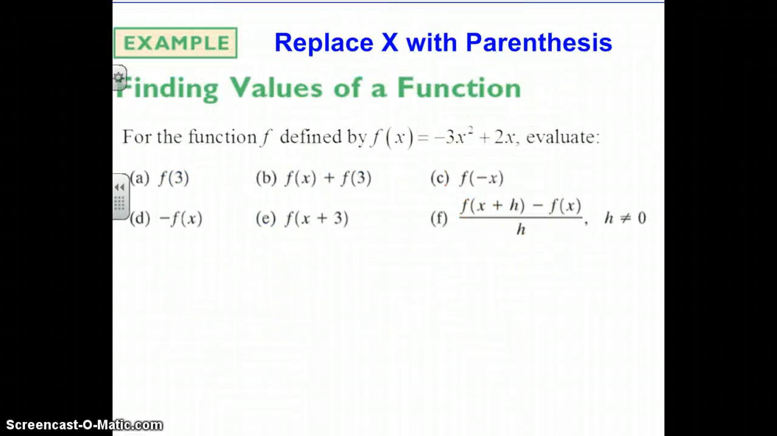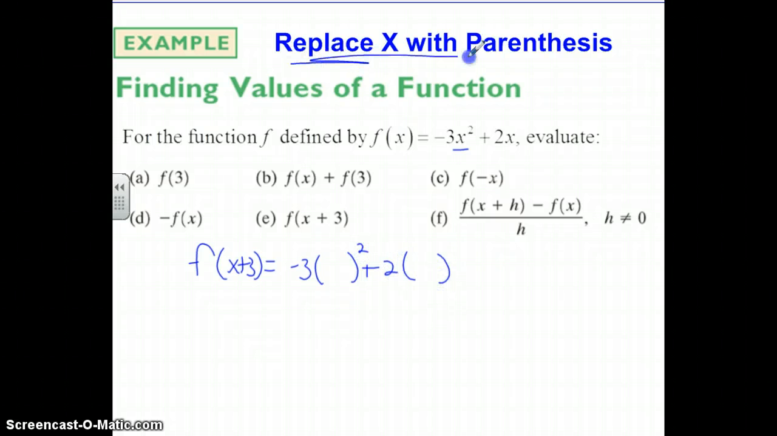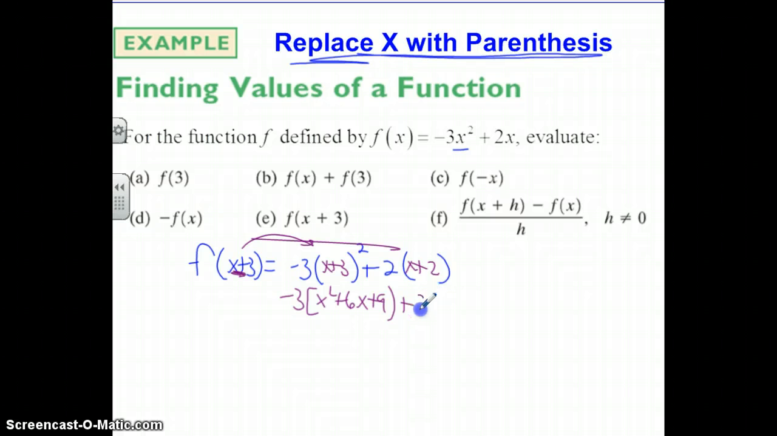For letter E, I'm going to continue replacing x with parentheses. So instead of f of x, I'm going to have f of x plus 3, which means -3 times, instead of x squared, parentheses squared plus 2 times parentheses. Again, replacing x with parentheses. And then in the parentheses, I'm going to plug in what it tells me to. So this time it says plug in x plus 3. Be careful, don't distribute, but we can multiply this out. This becomes x squared plus 6x plus 9, and 2x, I believe this is a 3.